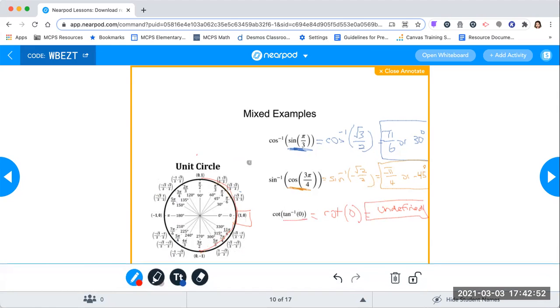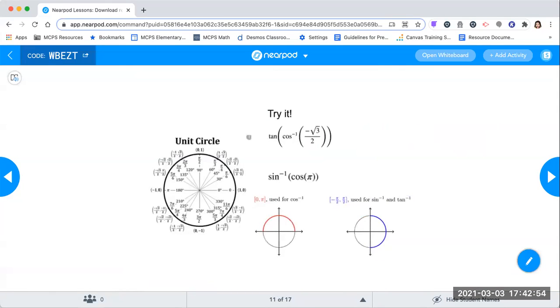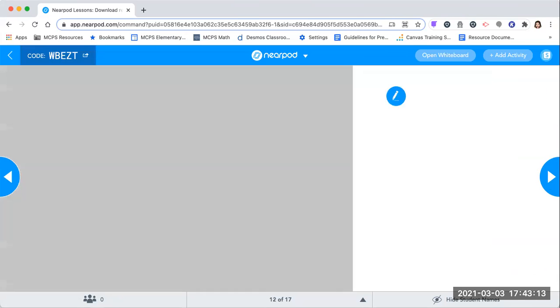All right, so let's go ahead and have you try some. There are 2 questions here for you to try. Tangent of inverse cosine of negative root 3 over 2, and then inverse sine of cosine of pi. So go ahead and give those a try. The reminder, your unit circle is right here. Your domain and range for inverse sine and inverse tangent are here. Go ahead and give it a try.